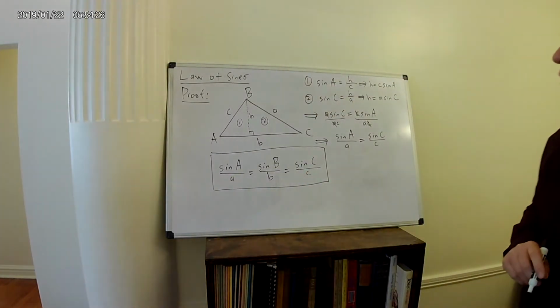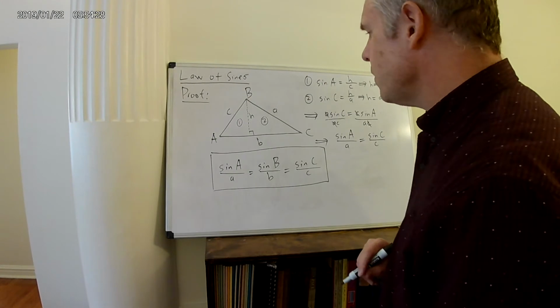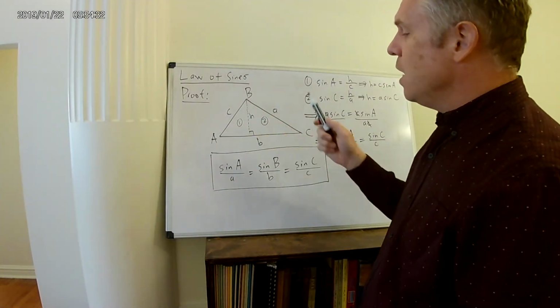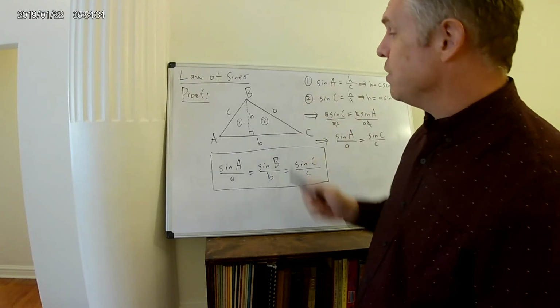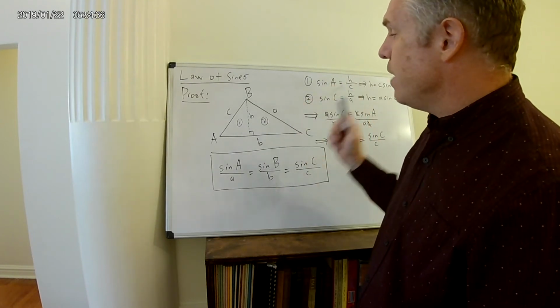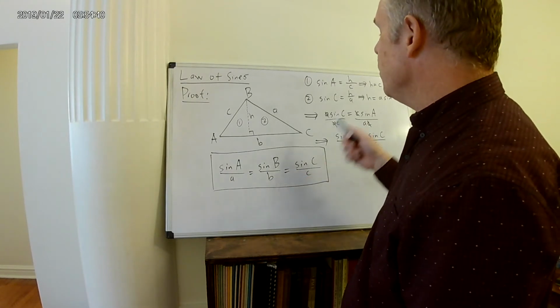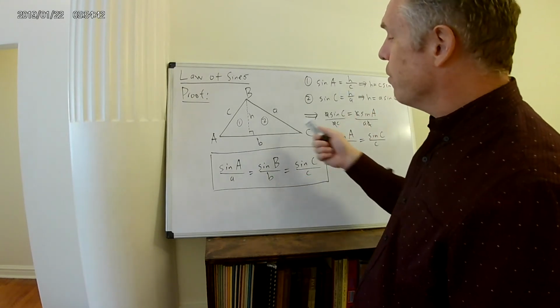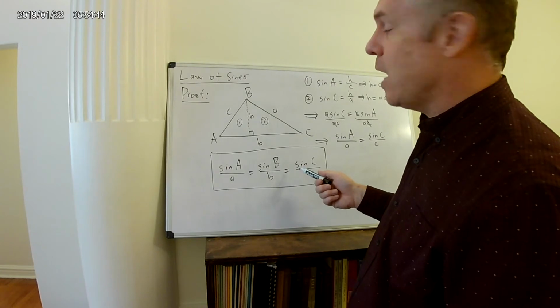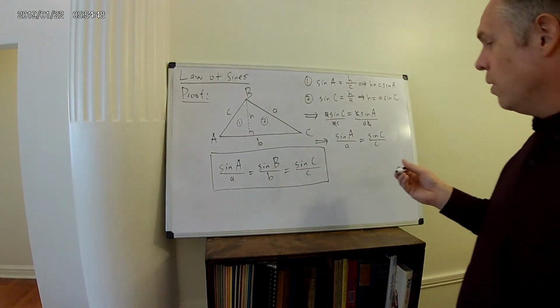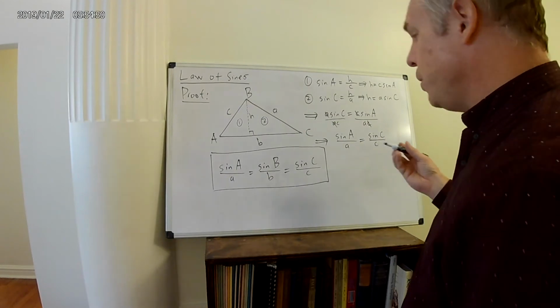So what this says is, if you have any triangle, the sine of one of the angles divided by the length of the side opposite that angle equals the sine of any other angle divided by the length of the side opposite that angle, which equals the sine of the third angle divided by the length of the side opposite the third angle. This is always true for any triangle, and that's pretty beautiful.